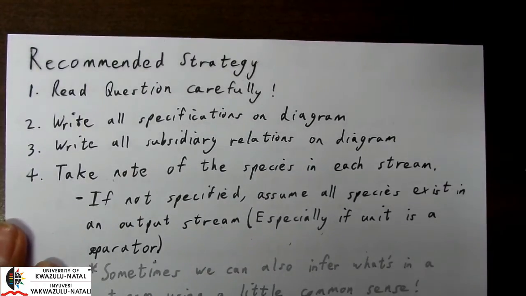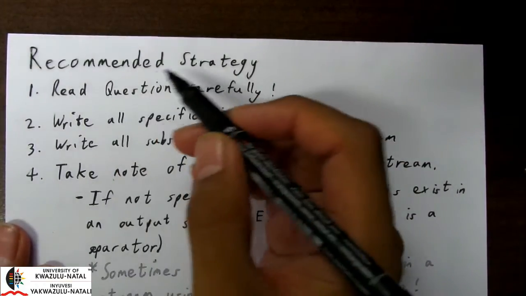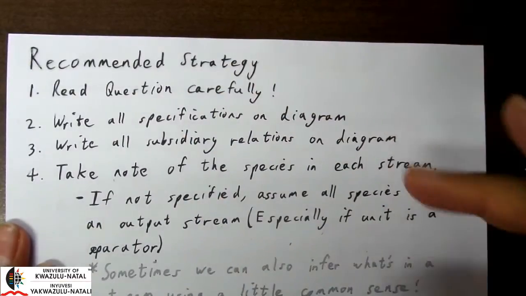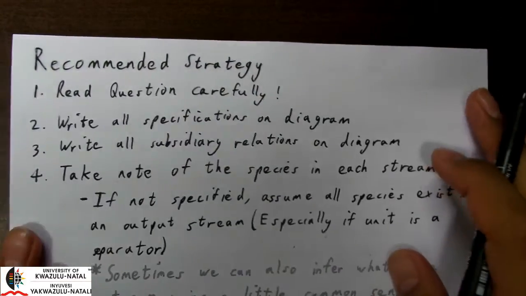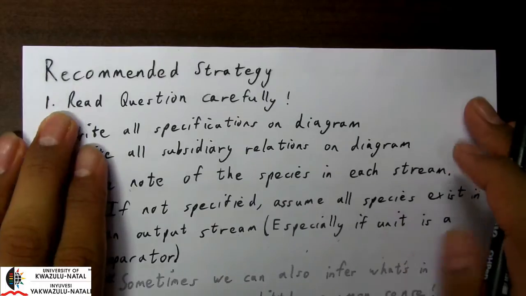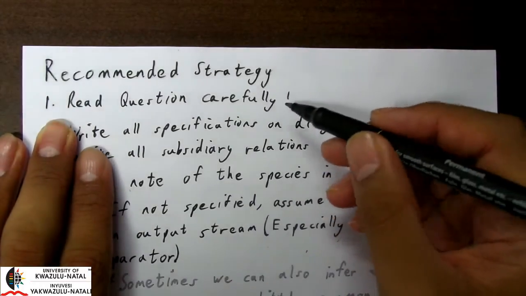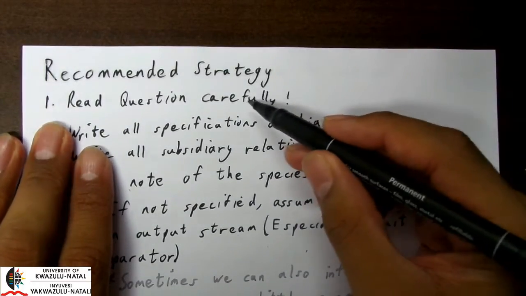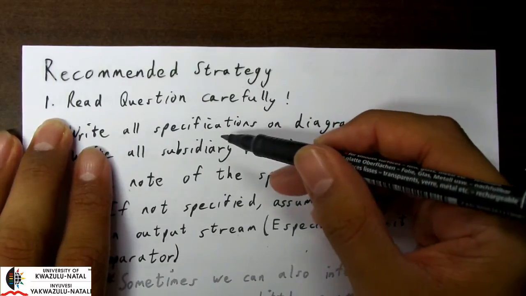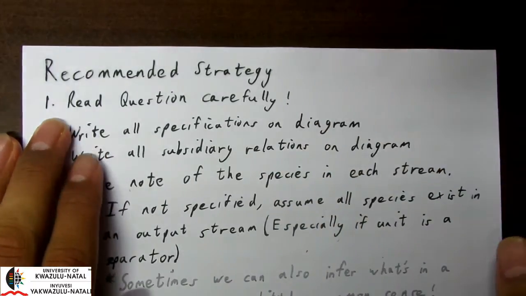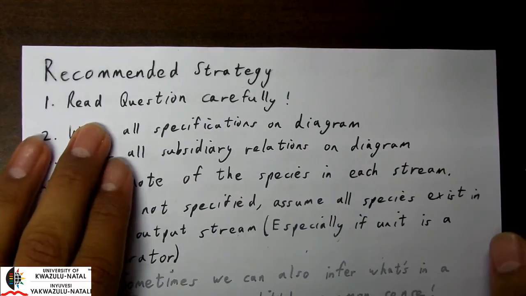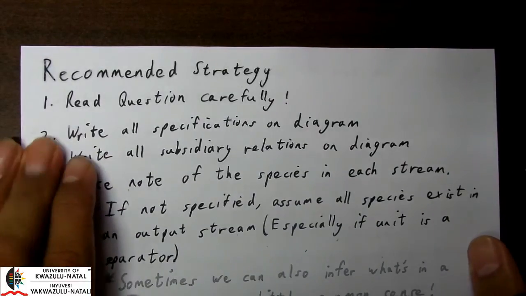So to summarize, let's look at our recommended strategy when solving material balance problems. First things first, read the question very carefully. You have to read the question carefully in order to interpret all of the information that's given to you, as well as the subsidiary relations.